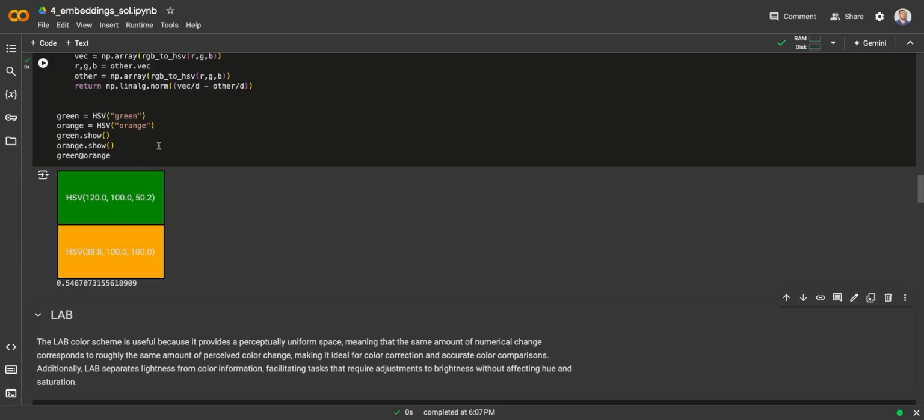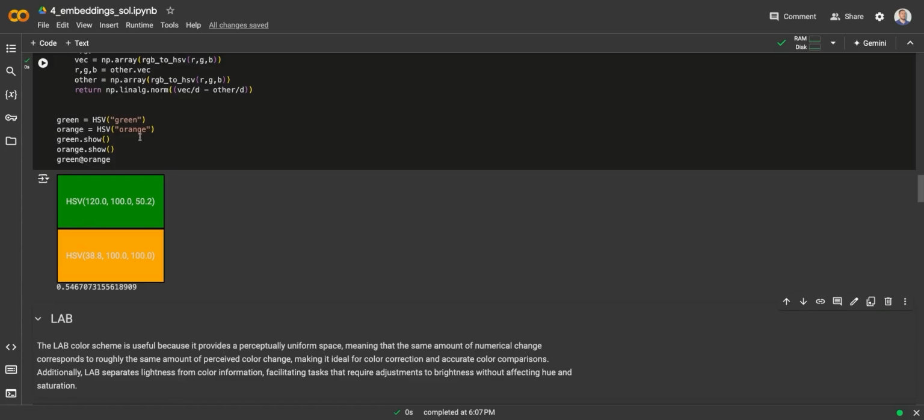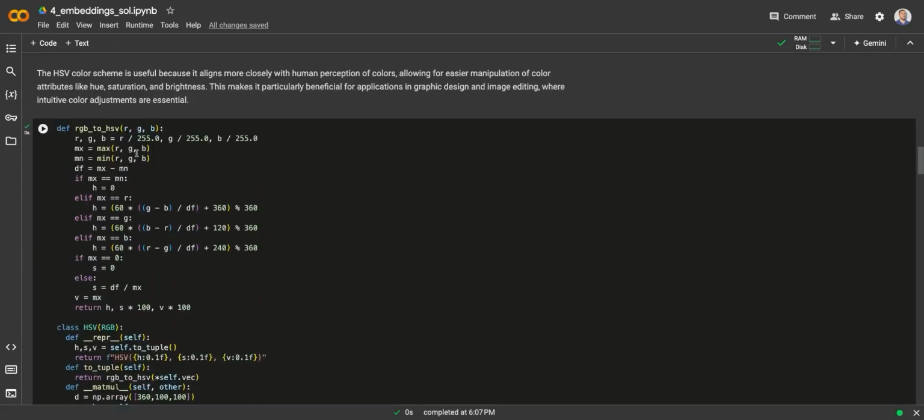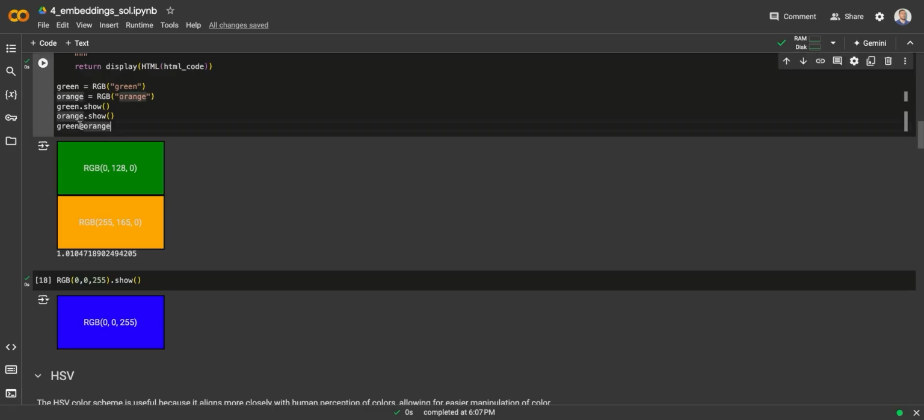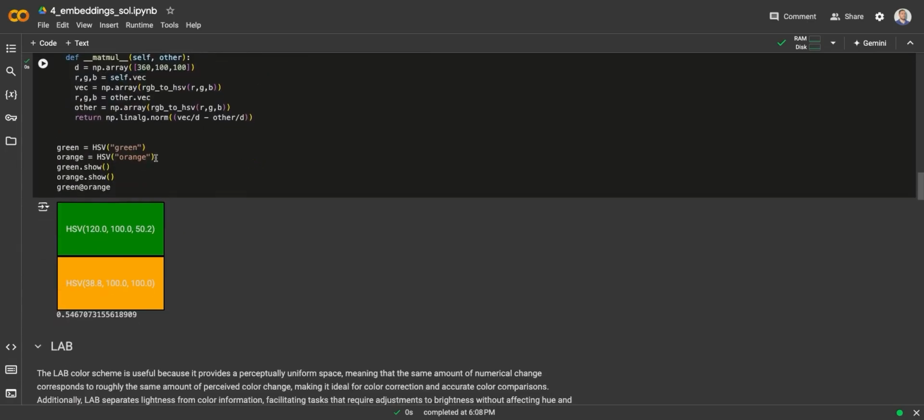A bit harder to decipher and understand what does each value mean, but as we can see, the values are different. One thing that is worth mentioning is that the distances between those 2 colors change. So in the RGB representation, I denoted the distance with the @ sign. The distance between green and orange is 1, give or take. And in the HSV representation, they are closer, approximately a half, which is cool.